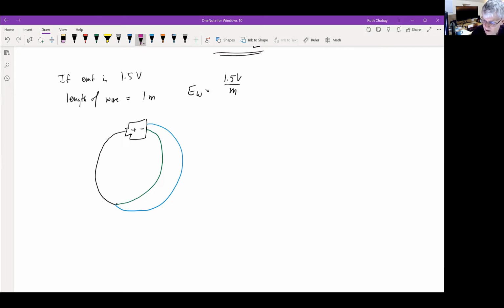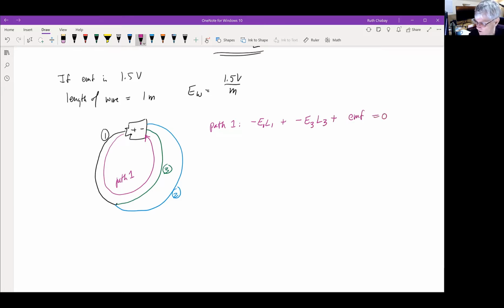There are now several paths we could take. So we could take path 1, and if we call these wires 1, 2, and 3, path 1 goes through wires 1 and 3. So for path 1, we could write our equation and back to there. We'd have minus E in wire 1 times the length of wire 1 plus minus E in wire 3 times the length of wire 3 plus the EMF of the battery equals 0.